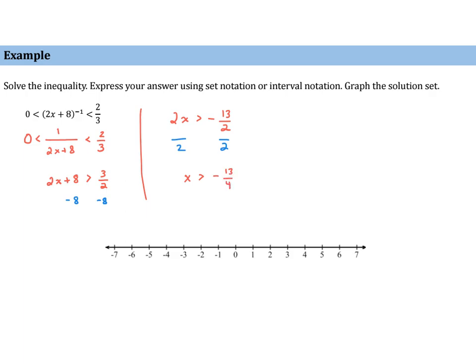So if we find that on the number line, that would be negative 3 and 1/4, and x is bigger. Notice we're using a parenthesis at the negative 13/4 because we have no equal bar. So in set notation, we have the set of all x's where x is bigger than negative 13/4. Interval notation, we would have negative 13/4 to infinity.